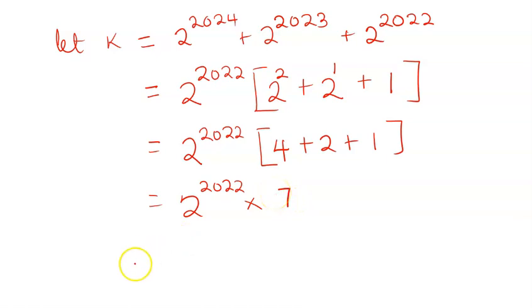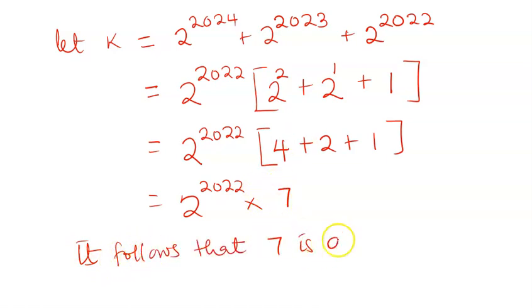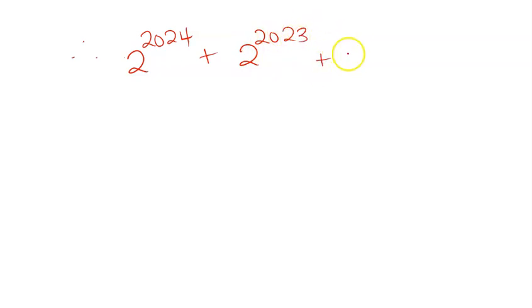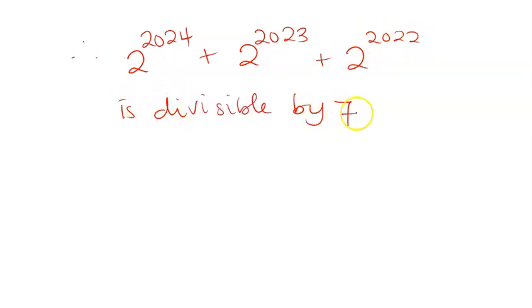Okay, having this, it follows that 7 is a factor of k. Therefore, 2 raised to the power 2024 plus 2 raised to the power 2023 plus 2 raised to the power 2022 is divisible by 7.